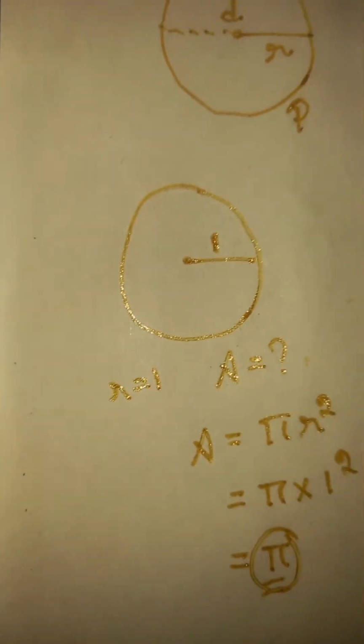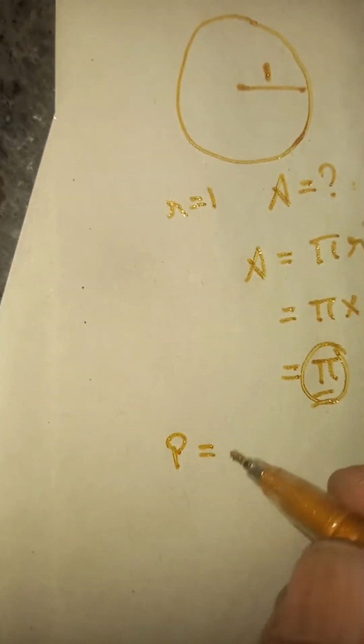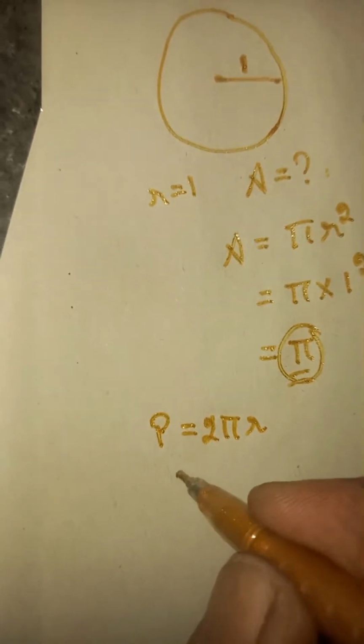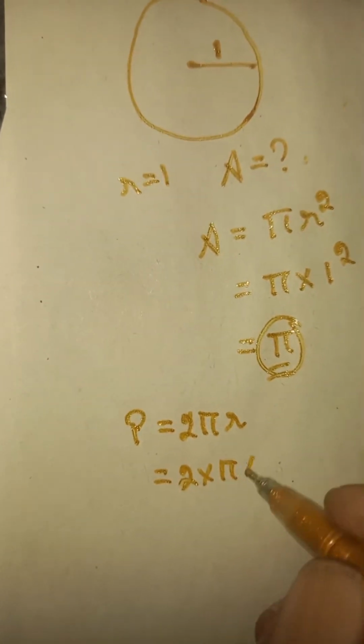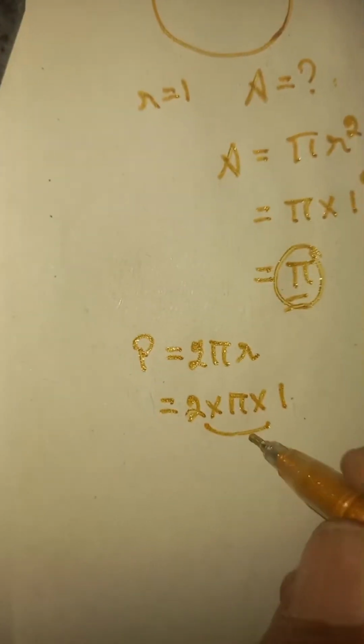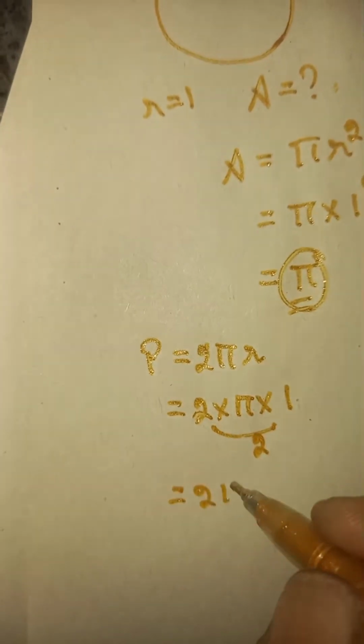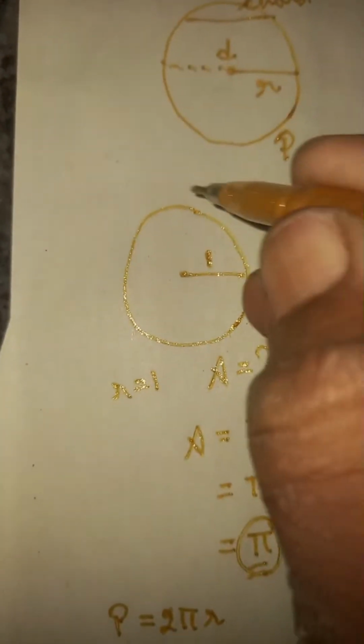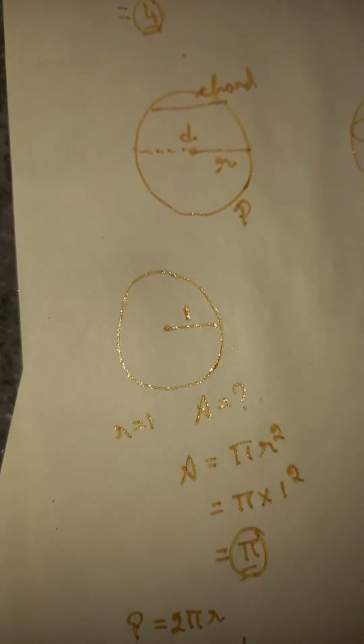Perimeter of the circle becomes 2 pi r. 2 pi r means 2 times pi times the radius, which is 1 unit, and 2 times 1 is 2, so 2 pi units is the complete distance, or perimeter, of the circle.